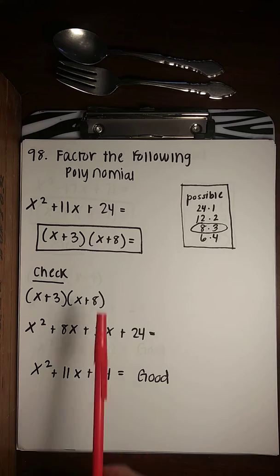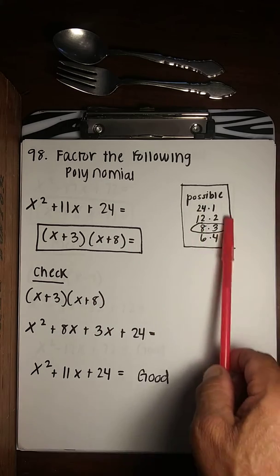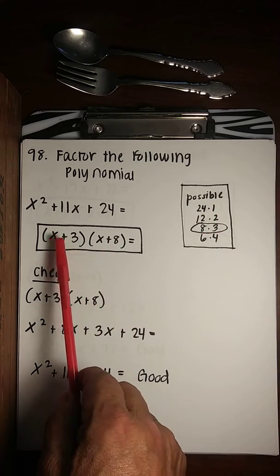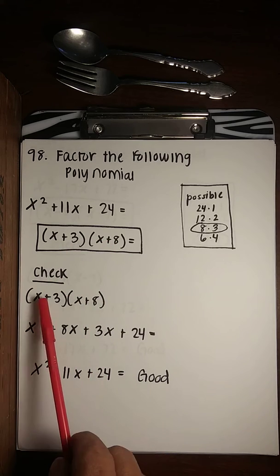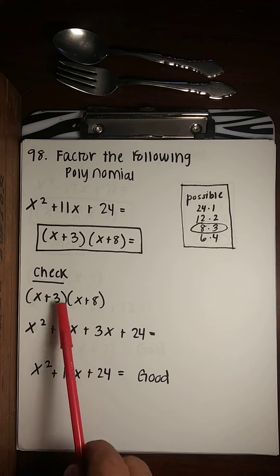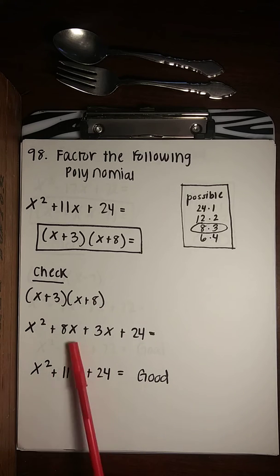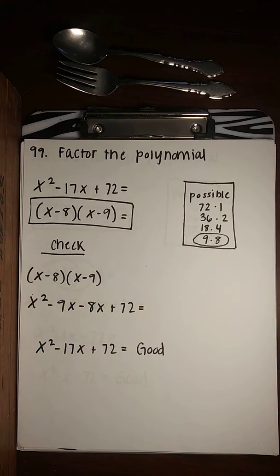Factor the polynomial. 24, all possible ways. We'll choose 3 and 8. X plus 3, x plus 8. Is that the right answer? Check it. X times x, x squared. X times that's 8x. That times that's 3x. That times that's 24. X squared plus 11x plus 24 matches. Good. It worked.